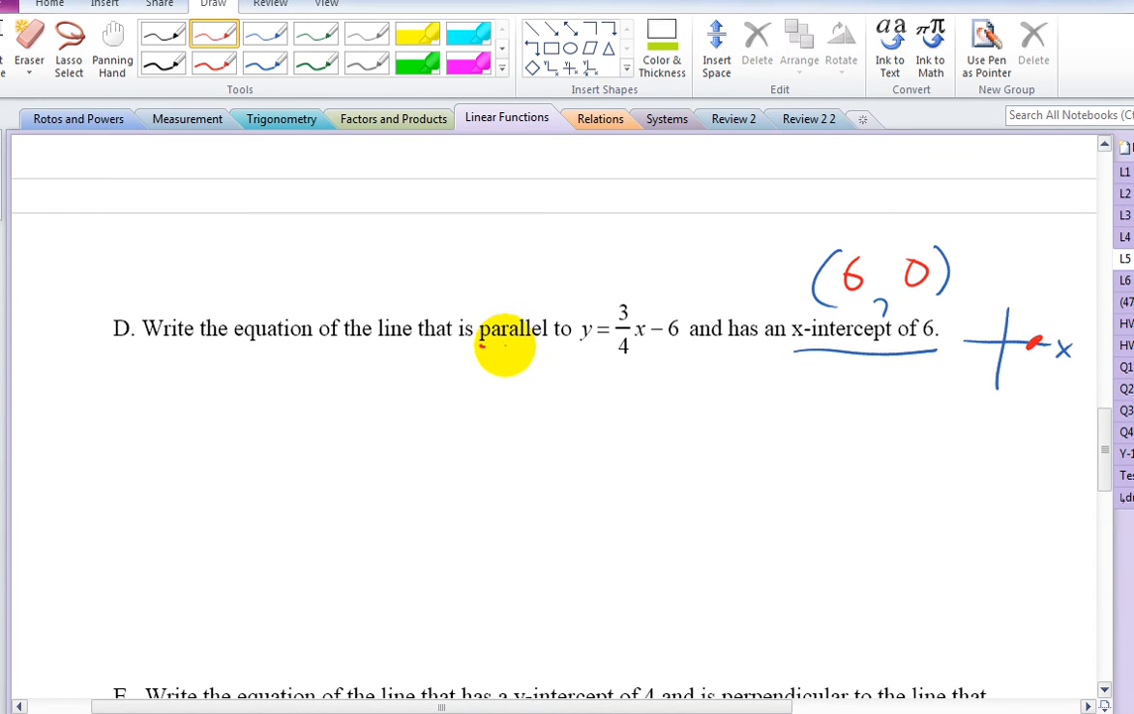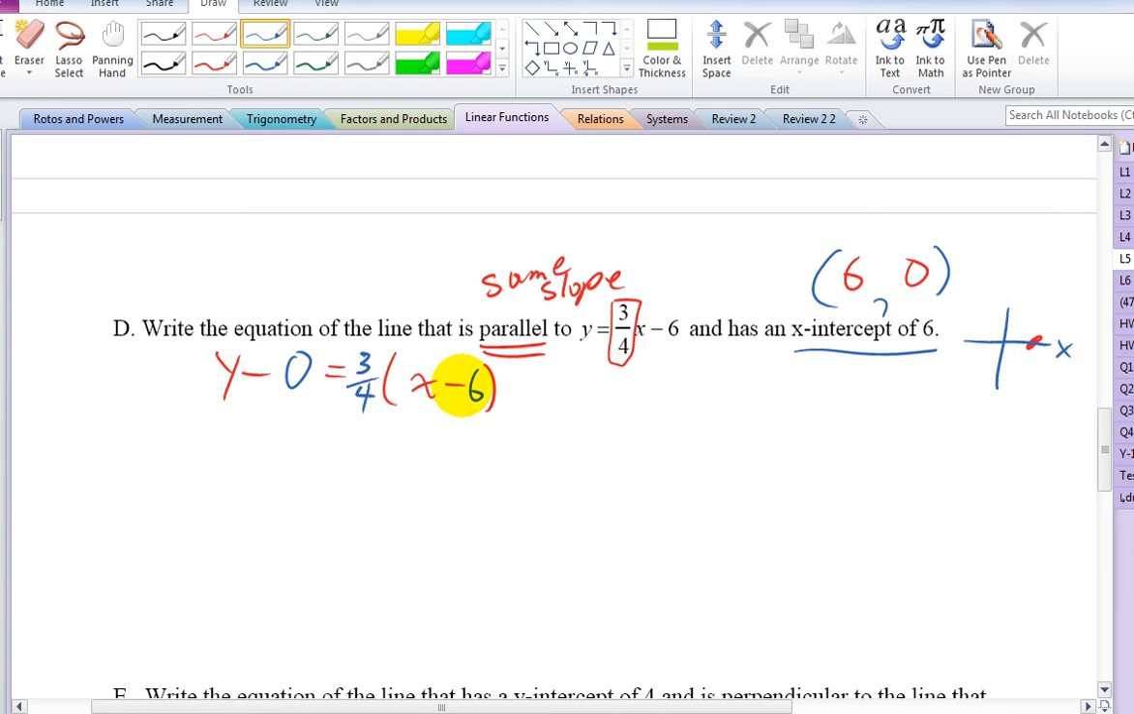Okay. What does it mean by parallel? It means it has the same slope. So now you have slope and point. I told you everything you need to know. So y minus blank, x minus blank, fill in the blanks, please. y minus 0 equals 3/4 here, x minus 6. Okay, so y equals 3/4 x.